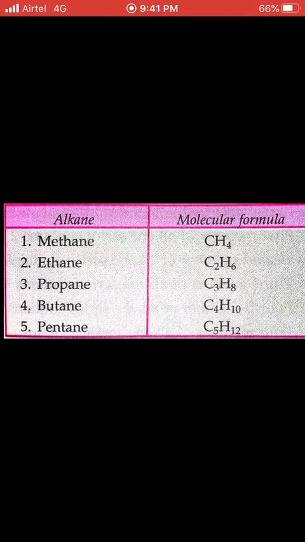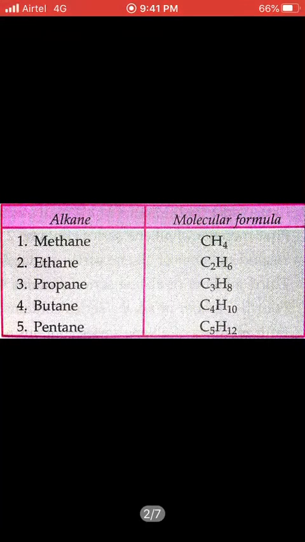Listen carefully regarding homologous series, as there is a 70 to 80% chance that a question will come from this topic in the exam, to identify whether the compounds are in a homologous series or not. For homologous, first, homo means same, logos means same chain. So let's move further.